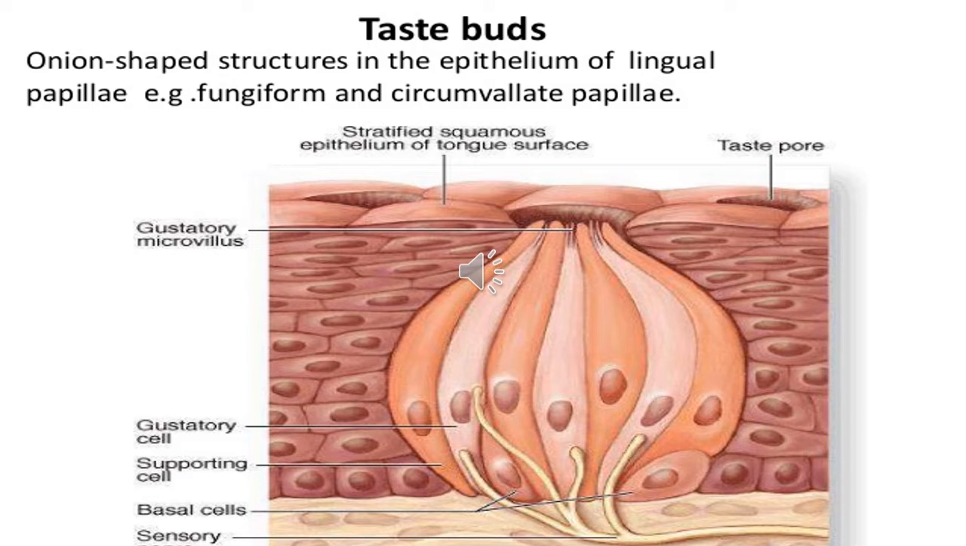Now, another thing that you should know in the histology of the tongue is the structure of the taste bud. The taste bud, as you can see in the diagram, is an onion-shaped structure in the epithelium of the lingual papilla. And in which papillas? Can you recall? Yes, they are the fungiform, circumvallate and foliate papillas and not the filiform papilla. So the taste buds are the receptors for the taste sensation, and a taste bud is composed of 50 to 90 cells, which are divided into three main types.